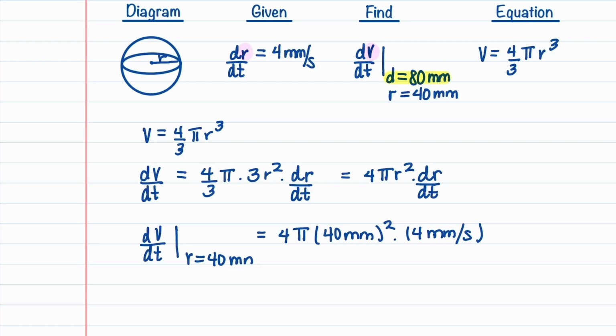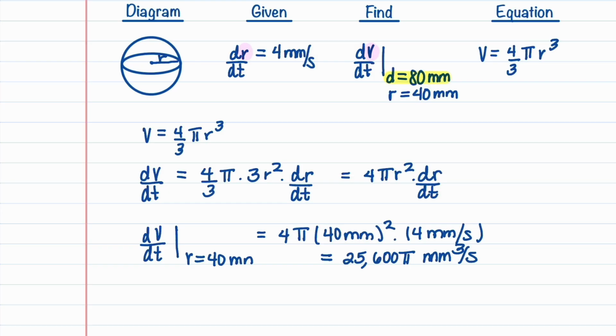We have a lot of 4's in here. When you go ahead and multiply this out, we end up with 25,600 pi millimeters cubed per second. It's really common to put an answer in terms of pi because we don't have an exact number for pi. So when we put pi in the answer, that is an exact answer. If we were to plug in pi as 3.14, we would only get an approximate answer.